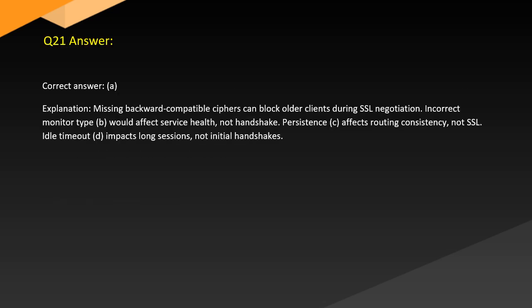Answer. Correct answer: A. Explanation. Missing backward compatible ciphers can block older clients during SSL negotiation. Incorrect monitor type (B) would affect service health, not the handshake. Persistence (C) affects routing consistency, not SSL. Idle timeout (D) impacts long sessions, not initial handshakes.